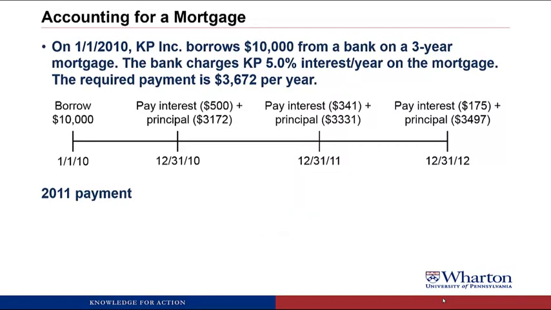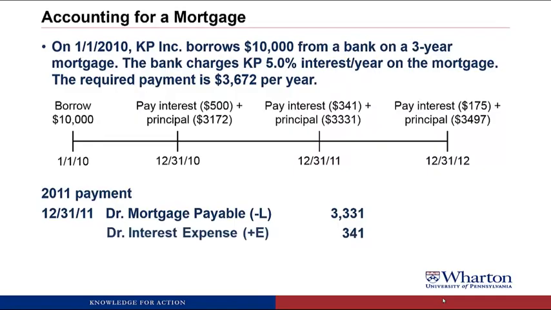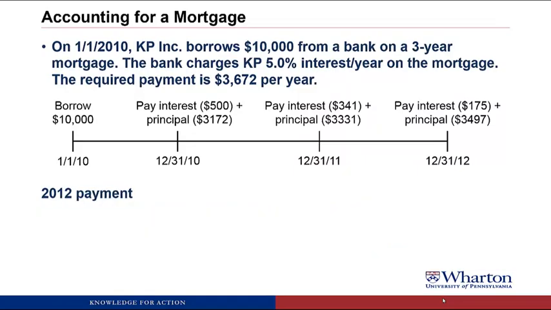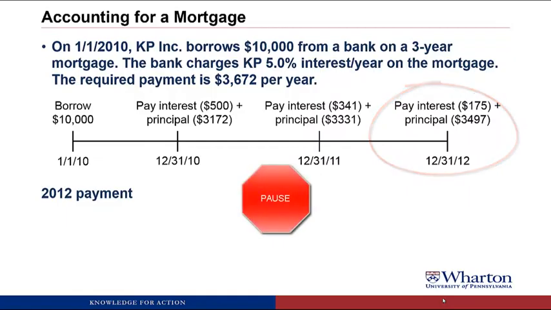So it's going to be the same entry, different amounts. So on December 31, we're going to debit mortgage payable again for the reduction in principal, which is now $33.31. We're going to debit interest expense to recognize the interest cost in the income statement in this period, $341, and credit cash for $36.72. Last payment, 12/31/2012. Why don't you give it a shot?